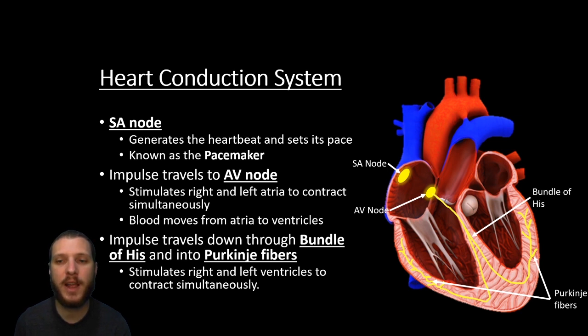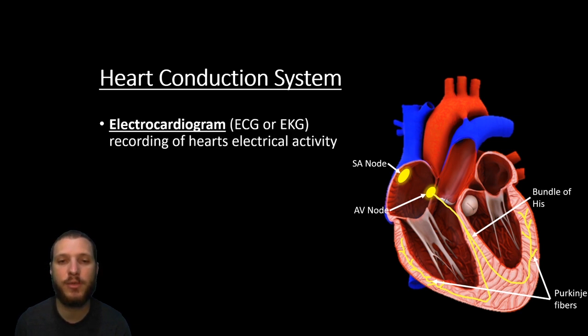So then we can measure how this conduction is working through what we call an electrocardiogram. Typically, it's going to be called an ECG or an EKG. And what this is, is a recording of the heart's electrical activity. So this is when they put those electrical pads on different parts of your body and measure how your heart is working. So this is what you typically see on an ECG reading.